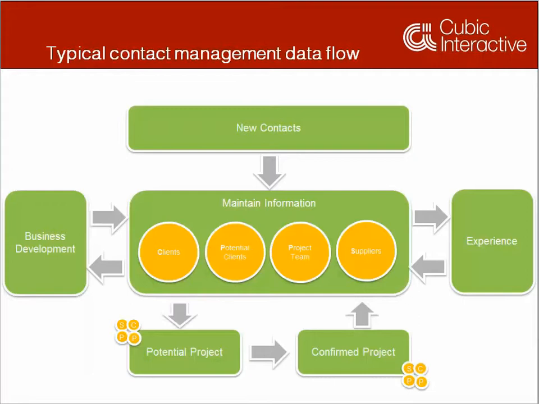Once we move on to the potential project or the confirmed project stage, that information can be sucked in and used for project team and for client details. And then the final step is really the experience of working with these individuals can be fed back in again, back into the central store. This whole collection of information can then be used to help build as much knowledge about your client base and your potential clients, which can then be fed back into business development and the whole cycle started again. Now, this is obviously for an ideal situation, and most companies don't quite achieve this for various reasons, which we'll look at now.